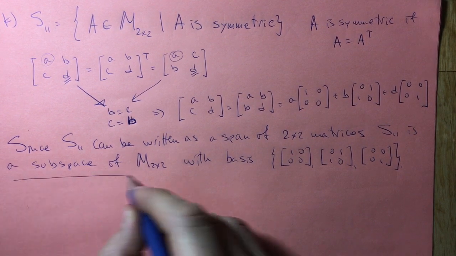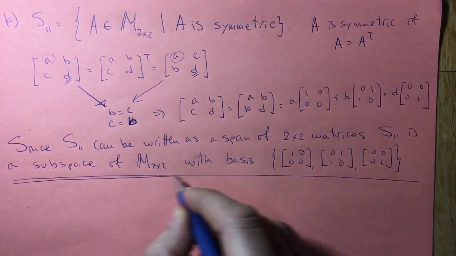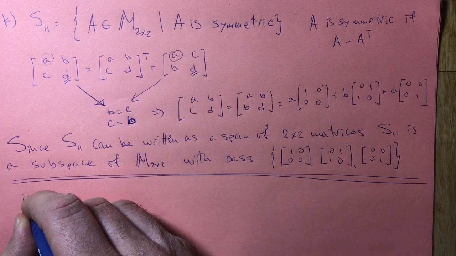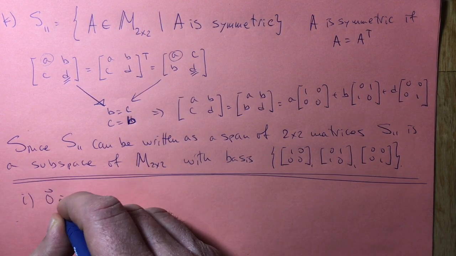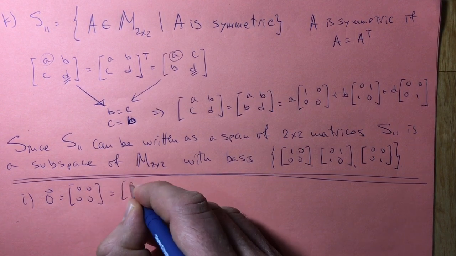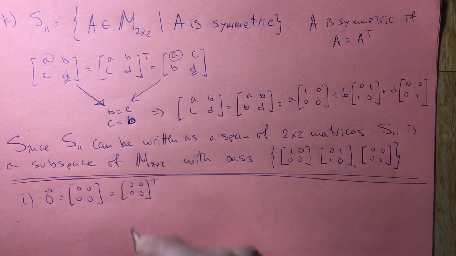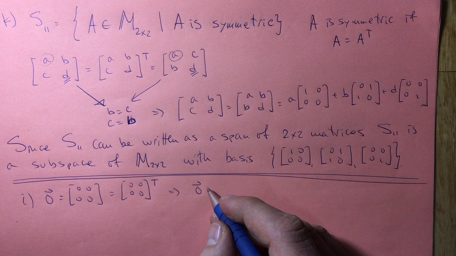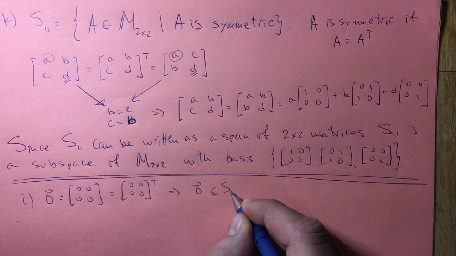For example, the zero matrix. If you have questions to show that the zero matrix is in S11, the zero matrix is just 0 0 0 0, which is equal to its transpose, which means that the zero vector is in S11.